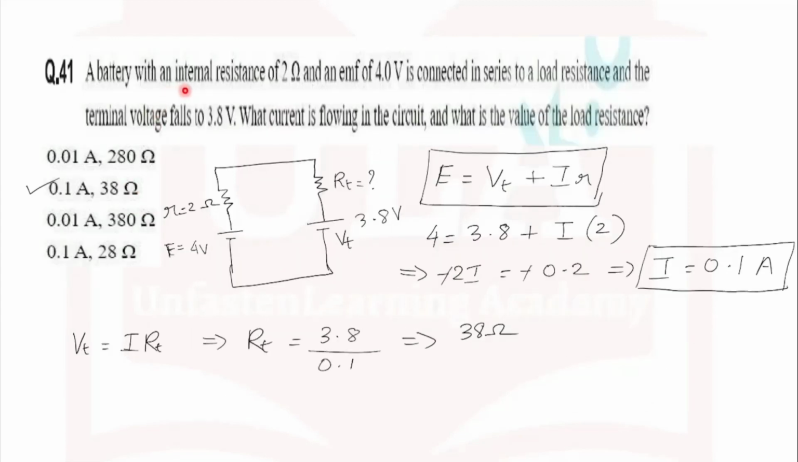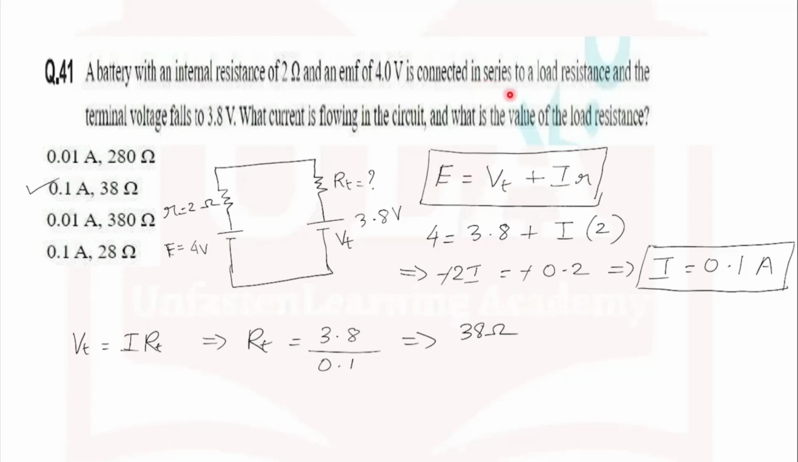Next question is, a battery with an internal resistance of 2 ohm and EMF of 4 volt is connected in series to a load resistance and the terminal voltage falls to 3.8 volt. What current is flowing in the circuit and what is the value of the load resistance? Now let's represent the data given in the question in a circuit diagram. We are giving the EMF and its internal resistance over here. Here we have the terminal voltage and the terminal resistance. The EMF formula is E is equal to Vt, that is terminal voltage, plus I into r.